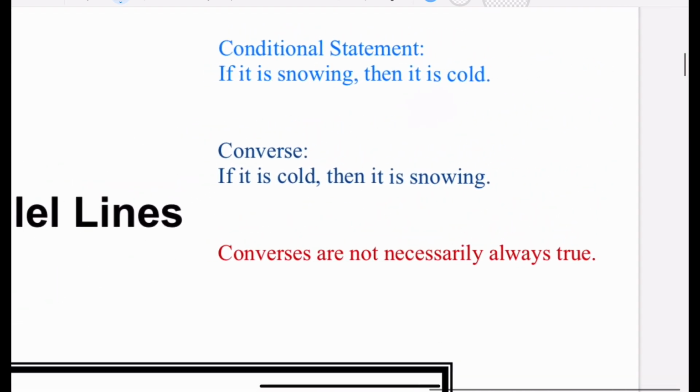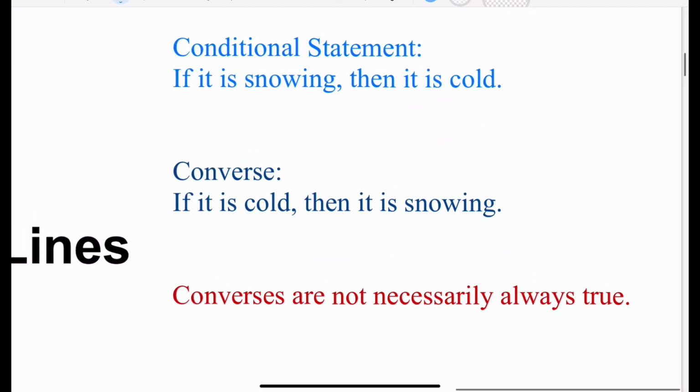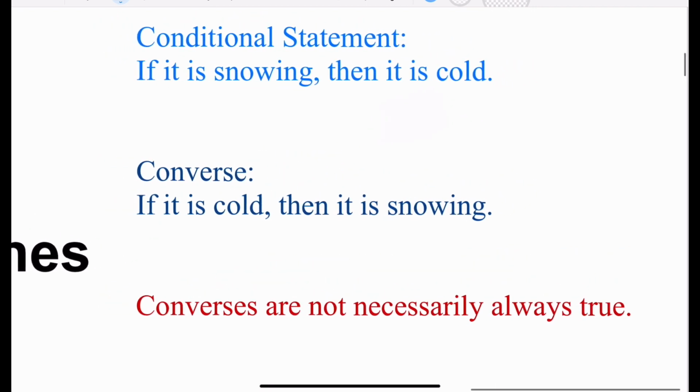Let's start by looking at a conditional statement. If it is snowing, then it is cold. This is true because to have it snow, it has to be cold outside. But the converse is a statement that is not always true. If it is cold, then it is snowing. So converses can be true, but they are not necessarily always true.